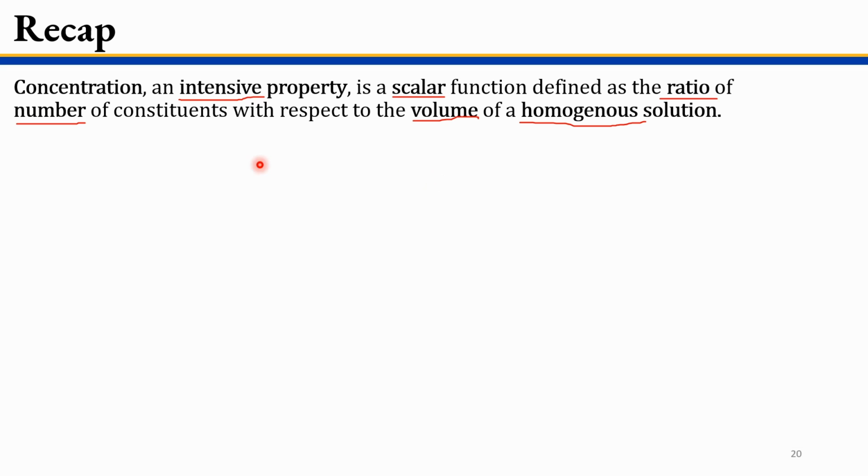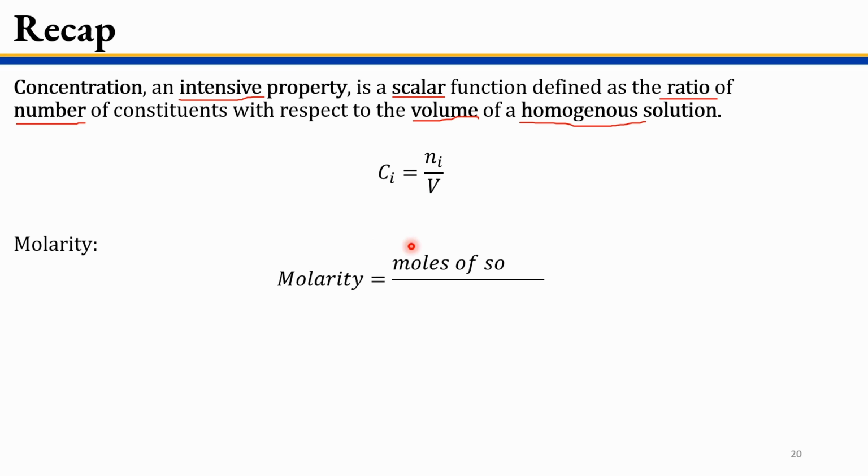As an equation, we have the concentration of species i is the number of moles of i divided by the volume of the solution, or quite simply put, we define molarity as the moles of solute divided by the liters of solution. If we want to solve for the number of moles, we're going to multiply the concentration by the volume. If we want to solve for the volume, we're going to divide the number of moles by the concentration.